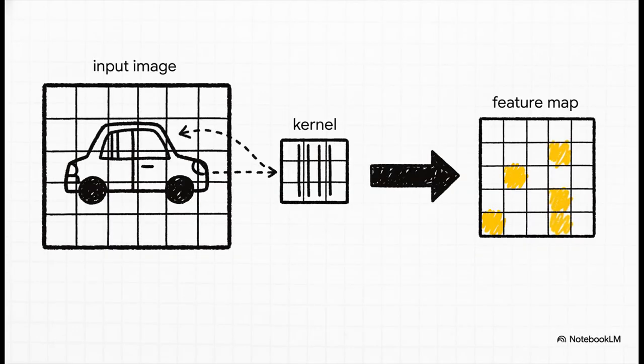So as this little kernel slides or convolves across the image, it produces something we call a feature map. And it's basically a heat map. It lights up brightly wherever it found the specific pattern it was looking for. Now, because that kernel scans the entire image, it doesn't care where the feature is. And this gives CNNs their superpower, translational invariance. It can find the feature whether it's in the top left corner or the bottom right.